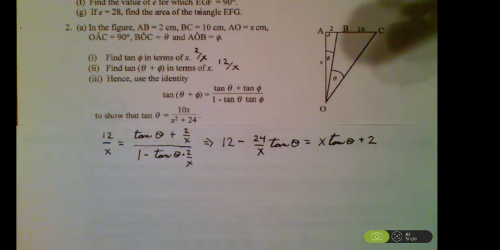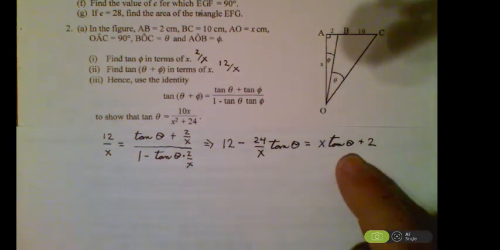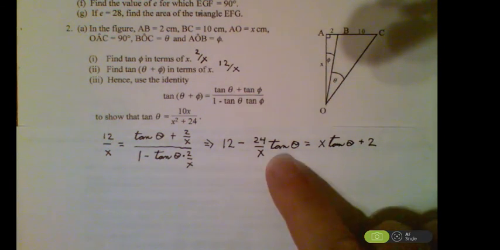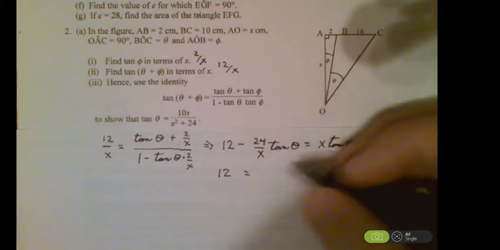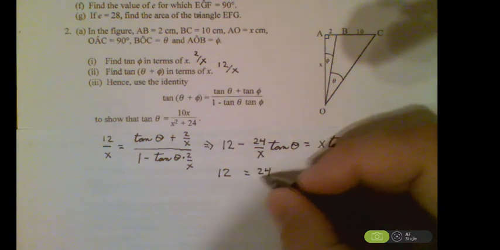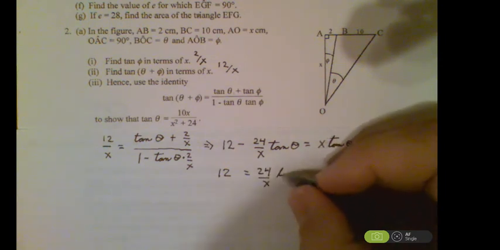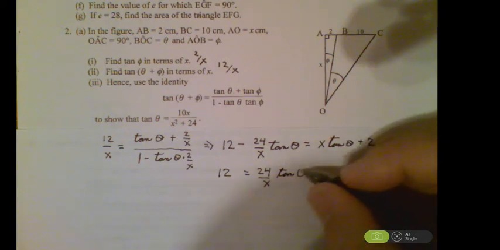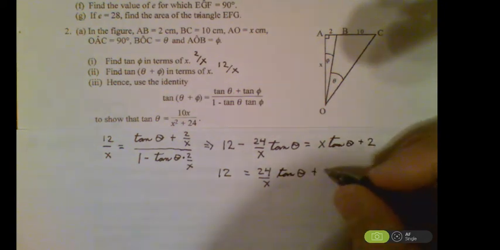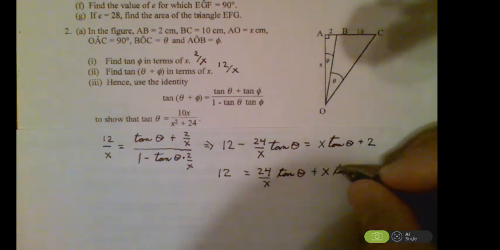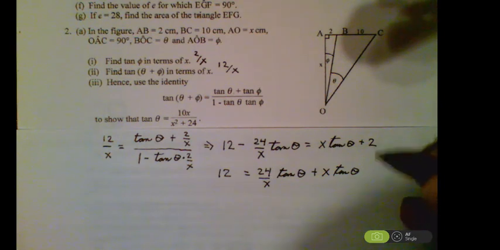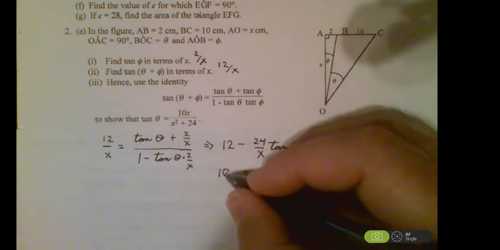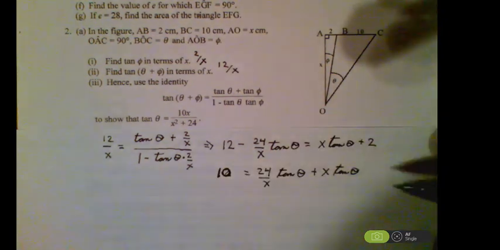Obviously, I want to get my tangents onto the same side. So I would add this one over to the right. On the right side here, I've got my 24 over x tan theta plus x tan theta. And I think at this point I'm just going to subtract my 2 over to the left. So let me call this 10 instead of 12. So that'd be a good next step.